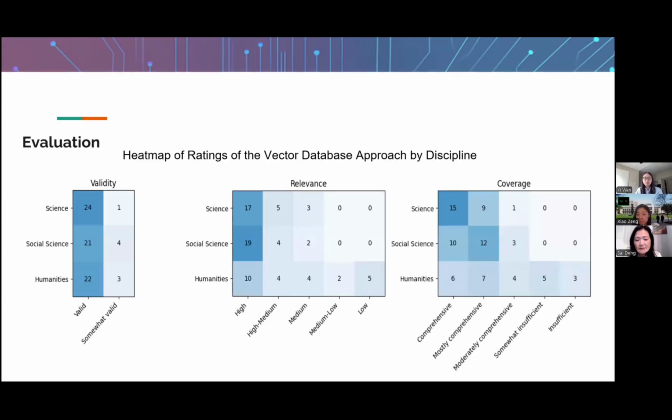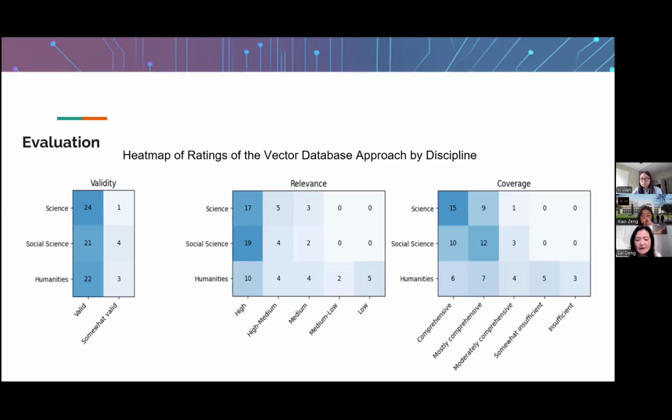Here the heat map shows ratings of the vector database approach by discipline. Most FAST headings were valid, with only 8 out of 75 records rated as somewhat valid, mainly because the OCLC FAST database has obsolete terms.